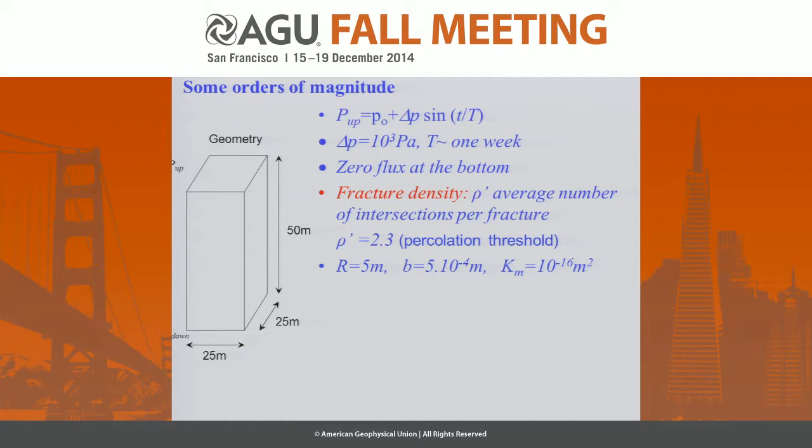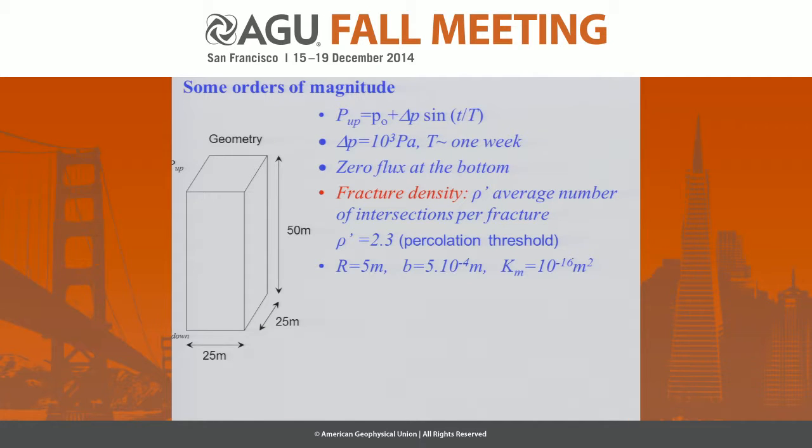Some orders of magnitude now for this site. So the pressure here, that I said it already. The amplitude is about 10 millibars. The period is about 1 week, zero flux at the bottom, as I said. Now the fracture density. The fracture density is evaluated here by rho prime, which is the average number of intersections per fracture. And we chose, for most of the calculations, a value of rho prime equal to 2.3, which is exactly the percolation threshold.